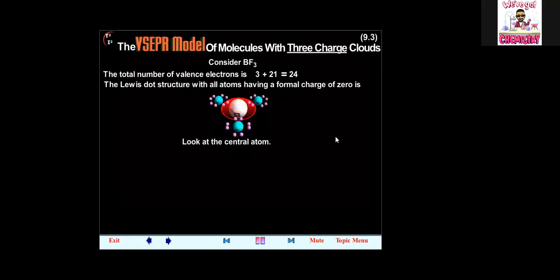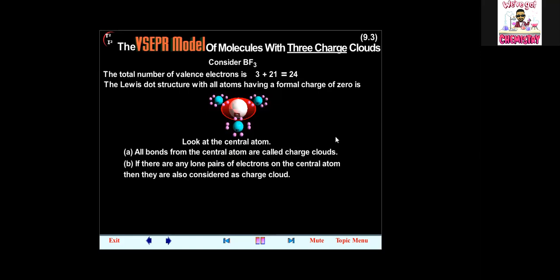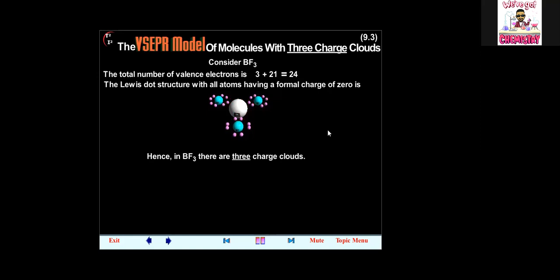Look at the central atom. A. All bonds from the central atom are called charge clouds. B. If there are any lone pairs of electrons on the central atom, then they are also considered as charge clouds. Hence, in BF3 there are 3 charge clouds.